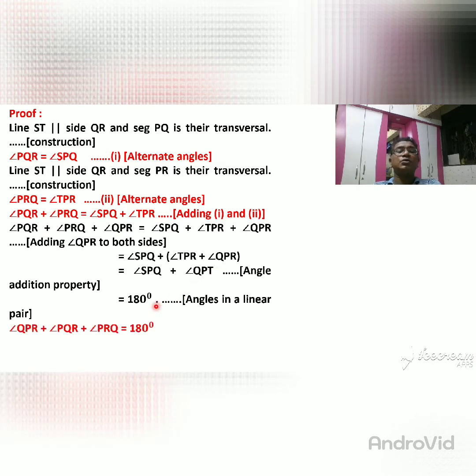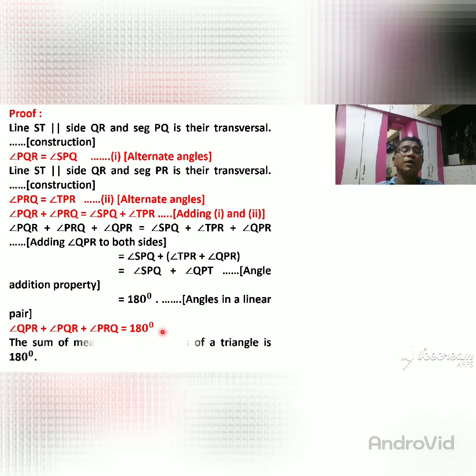Okay, written here. Angle QPR plus angle PQR plus angle PRQ is equal to 180 degrees. Why is it 180 degrees? Because these two are linear pair angles, so you are getting 180. SPQ, how can you get it? TPR and QPR, the addition of these two angles gives SPQ. So SPQ and QPT are linear pairs, so 180. So angle QPR, angle PQR and angle PRQ is equal to 180 degrees. The sum of the angles of a triangle is 180. That is the proof. This is a very important theorem.